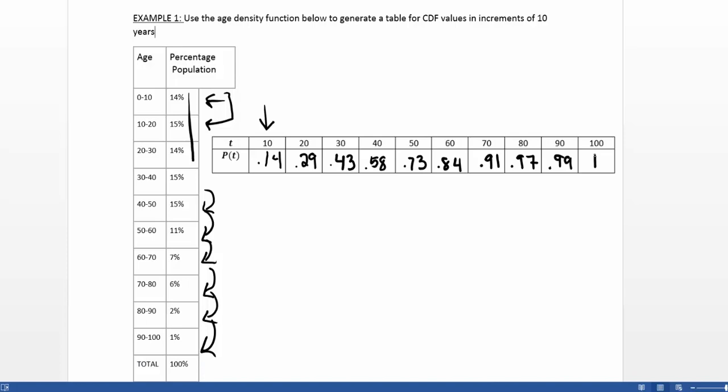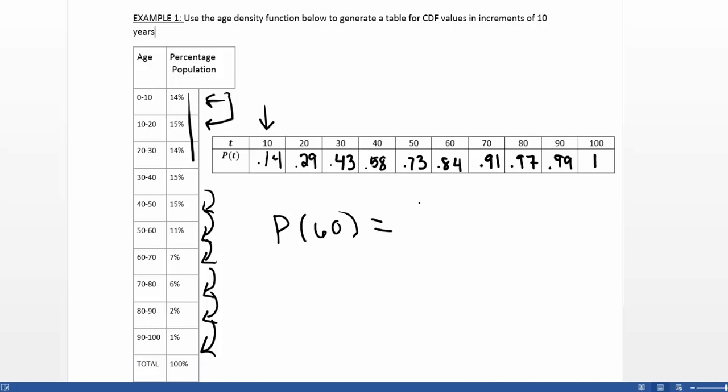So remember, what that tells me is that 100% of people in this population are 100 years old or less, which we know from before are our bounds, because our PDF, all the area accumulated, has to add up to 1. So when we talk about the cumulative distribution function, we're talking about the fraction of the population having a particular characteristic.